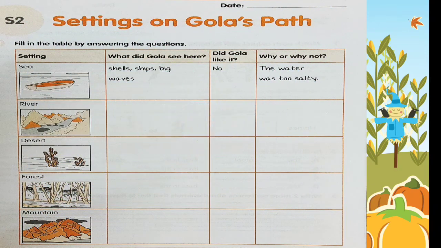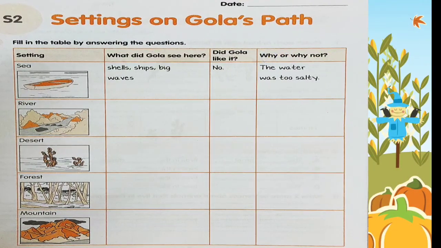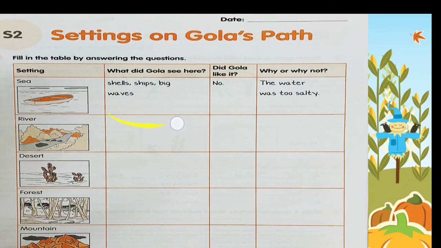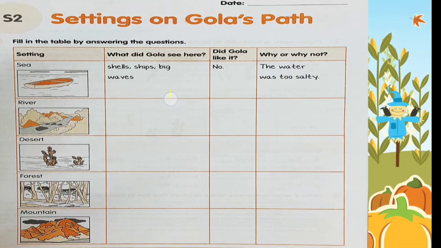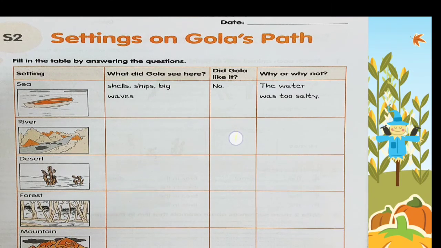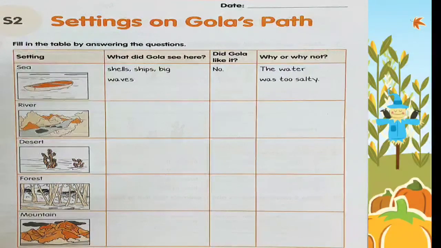Okay, so he saw shells, ships, big waves. Did he like it? No. Why or why not? Because the water was too salty. What about 2? Now you have to write down what Gola saw here at the river. Okay, and then did he like it? Yes or no? If yes, you write yes here. If no, then you write no. And why or why not? You have to give the reason why he liked it or why he did not like it.